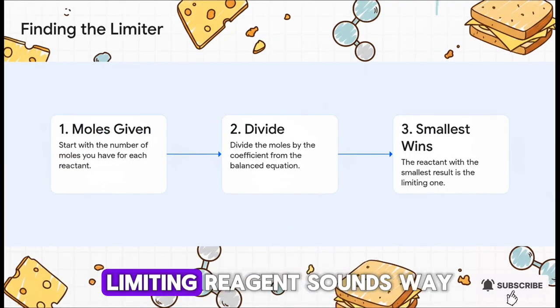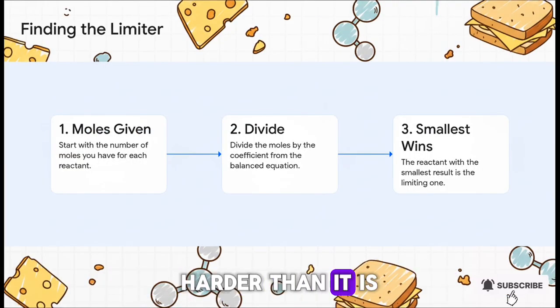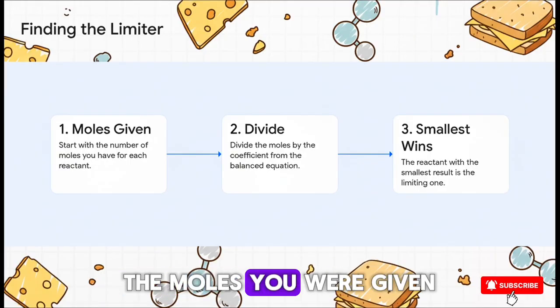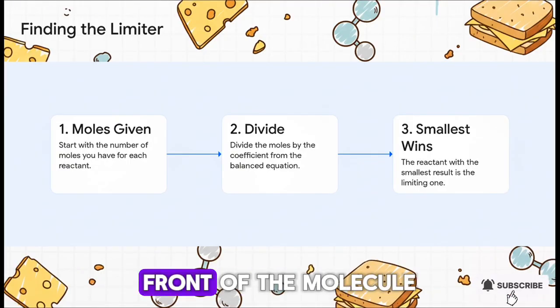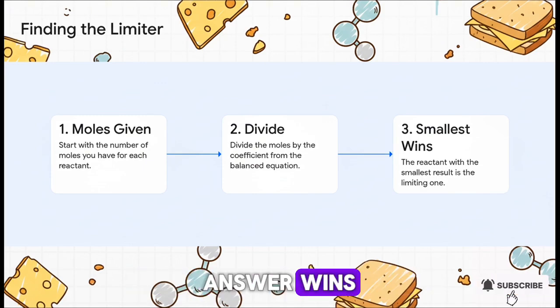You know, finding the limiting reactant sounds way harder than it is. It's a super simple 3-step trick. First, you just take the moles you were given. Second, divide that number by the coefficient. You know, the big number in front of the molecule in the balanced equation. And third, the smallest answer wins. That's it. That's your limiting reactant.